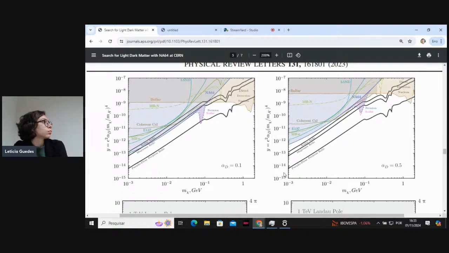Because NA64 has been approved and funded to search for dark photons. Period. Nothing else. They will not produce other papers not related to dark photons. Anything else, they won't produce. So that's why we come in to do other things. This is relatively easy, I think, because it's just analytical expressions.